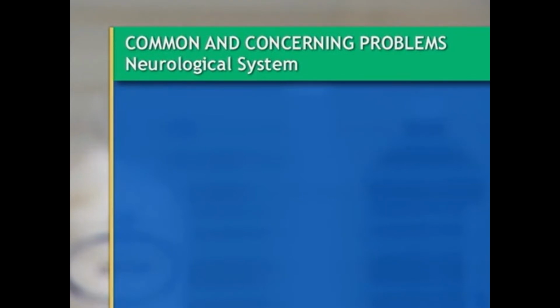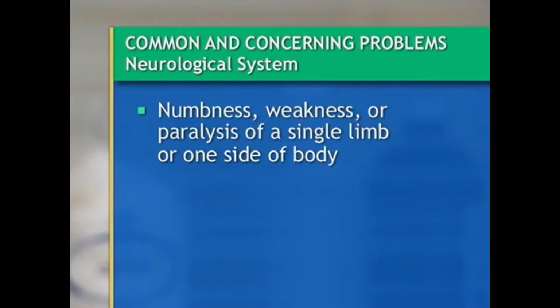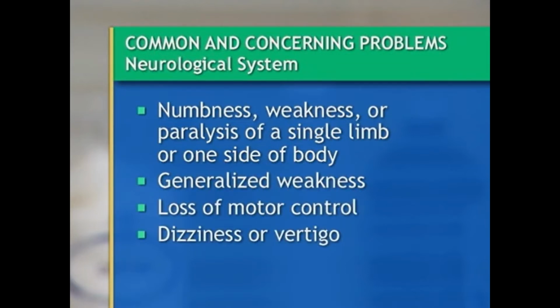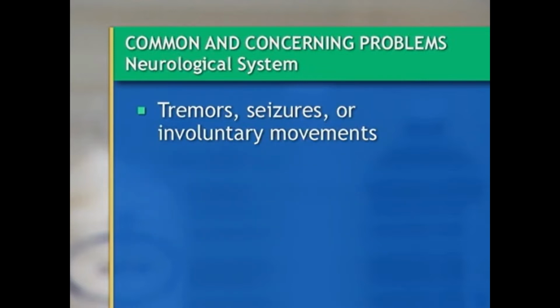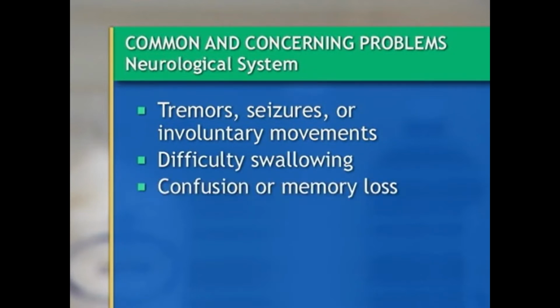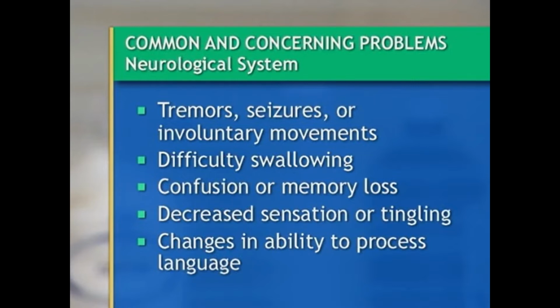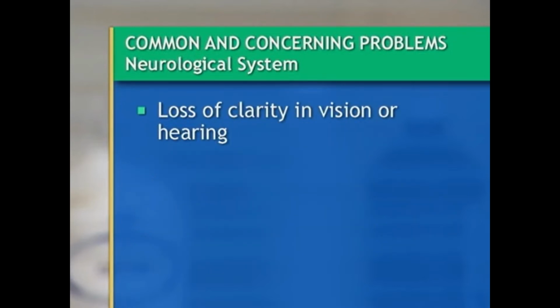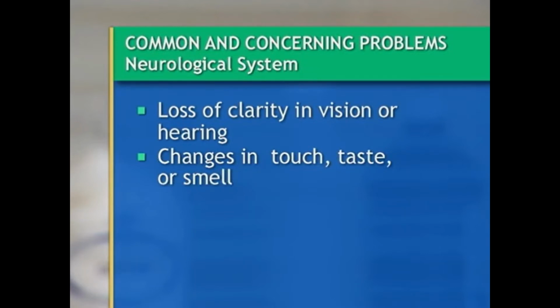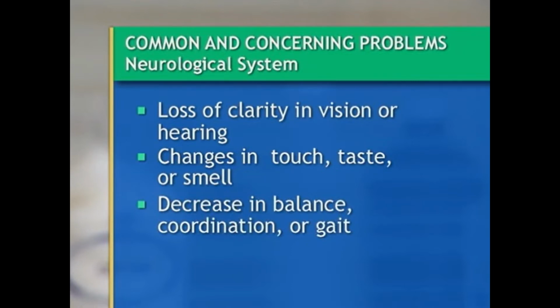Common and concerning problems of the neurological system include numbness, weakness, or paralysis of a single limb or one side of the body, generalized weakness, loss of motor control, dizziness or vertigo, tremors, seizures, or involuntary movements, difficulty swallowing, confusion or memory loss, decreased sensation or tingling, changes in ability to process language, loss of clarity in vision or hearing, changes in touch, taste, or smell, decrease in balance, coordination, or gait, and severe headache.